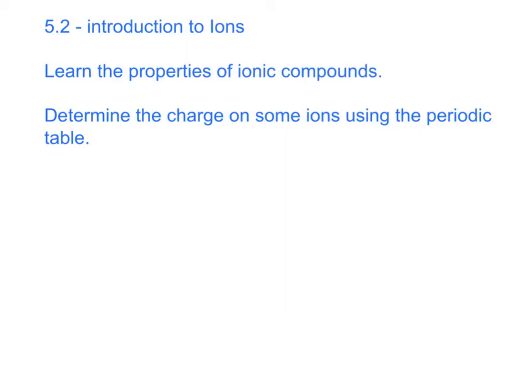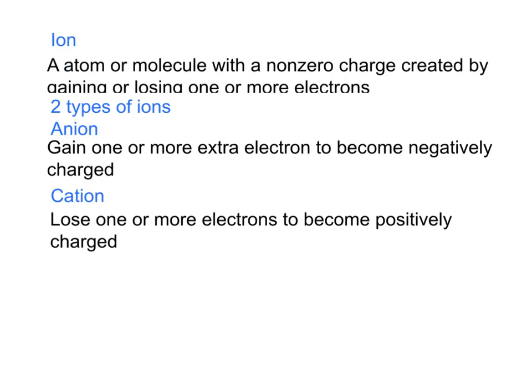Alright, let's get started. The first definition for this chapter is an ion. An ion is an atom or a molecule with a non-zero charge created by gaining or losing one or more electrons. We have taught you that atoms are neutral. They have just as many electrons as they have protons. Although they might start out that way, they don't stay that way. For reasons that we're going to discuss, they may pick up one or more extra electrons, or they might lose them, and then their charge is no longer neutral, no longer zero. It's either going to be positive or negative, which leads us to the two main kinds of ions.